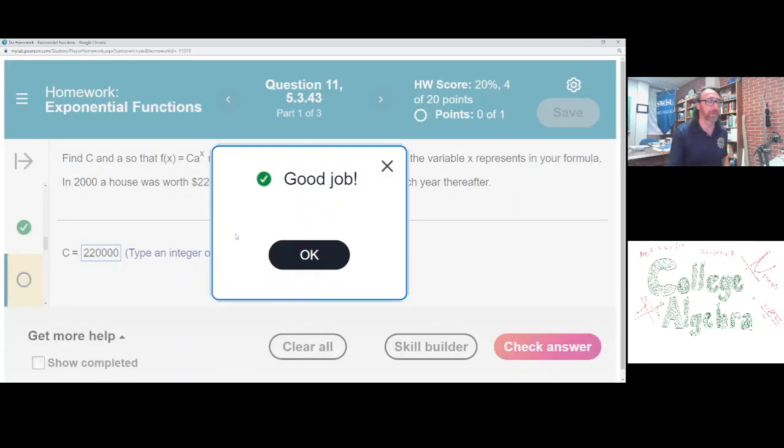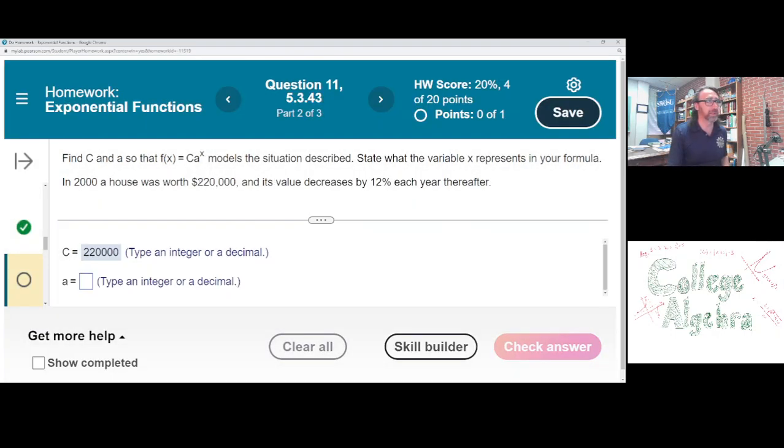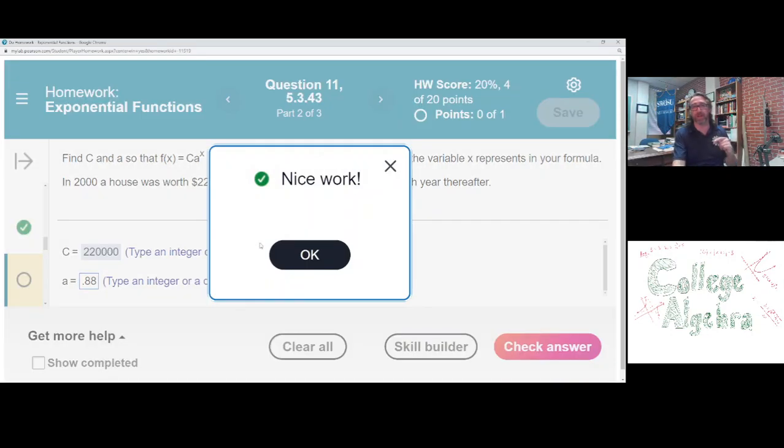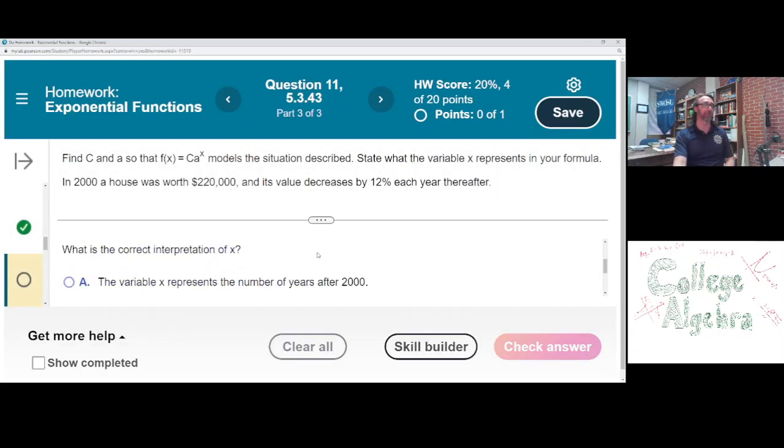So what is C? 220,000. Remember C is always the starting amount in these functions. A is determined by how the output is changing. In the previous example, the output was doubling every hour, so A was 2, because we're doubling it. Here, A is 0.88, because we had 88% of what we started with every year. We were losing 12%, which means we have 88% left.